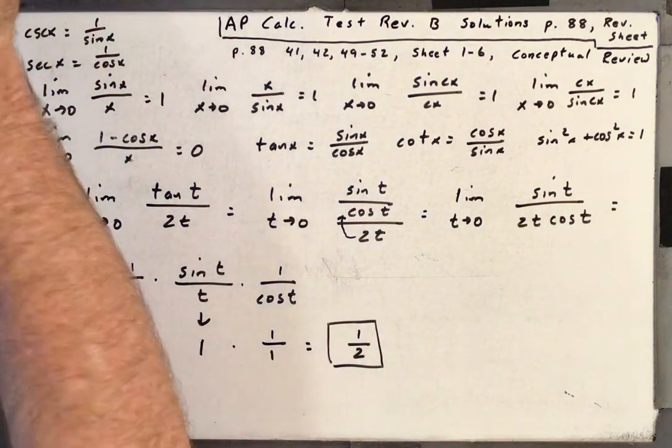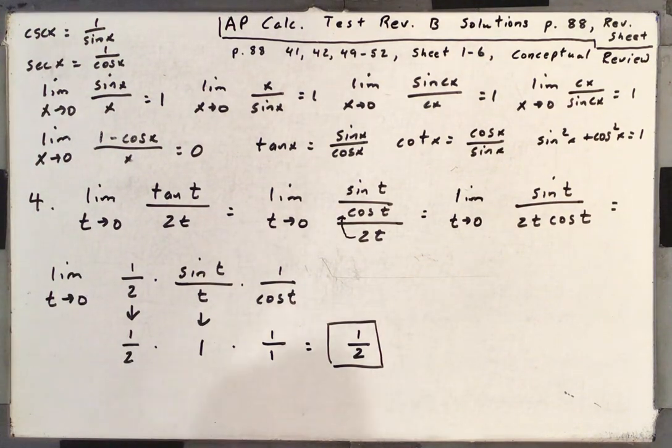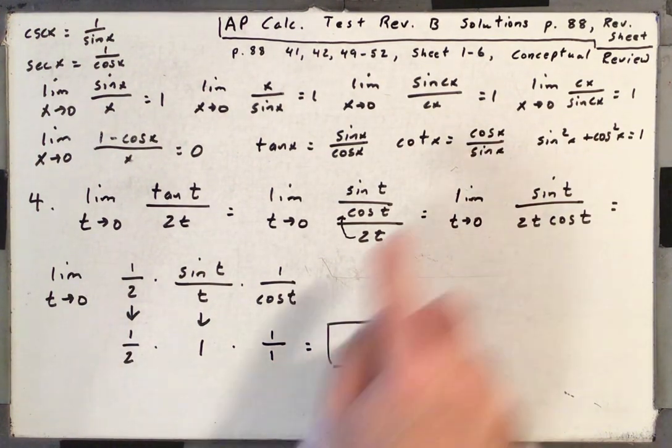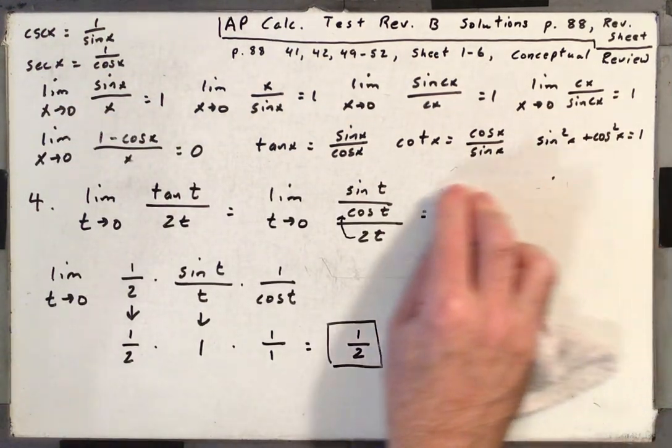All right. I love it. So we're just breaking the equation up so that we can use these identities.